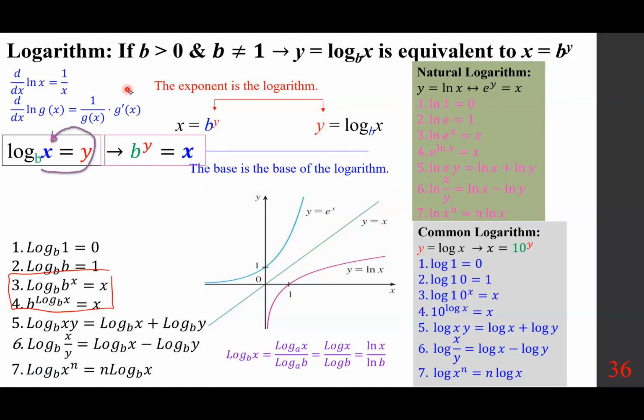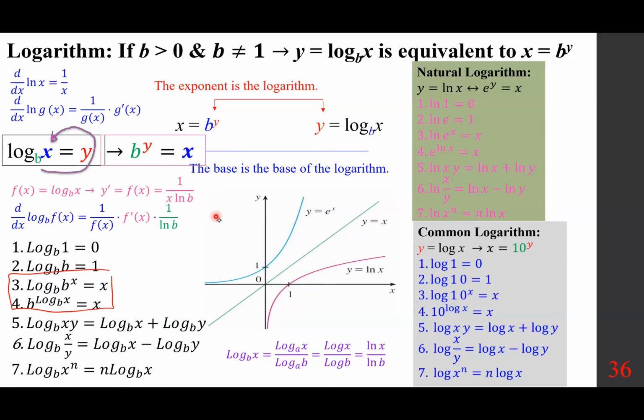Finally, we added the differentiation rules. The derivative of ln x is 1 over x. If it's ln of g of x, it's 1 over g of x times g prime of x. If it's log base b of x, in other words the base is no longer e, then we divide by ln b. If you recall, in the case of exponential, we multiply by it. We will look at that later on.